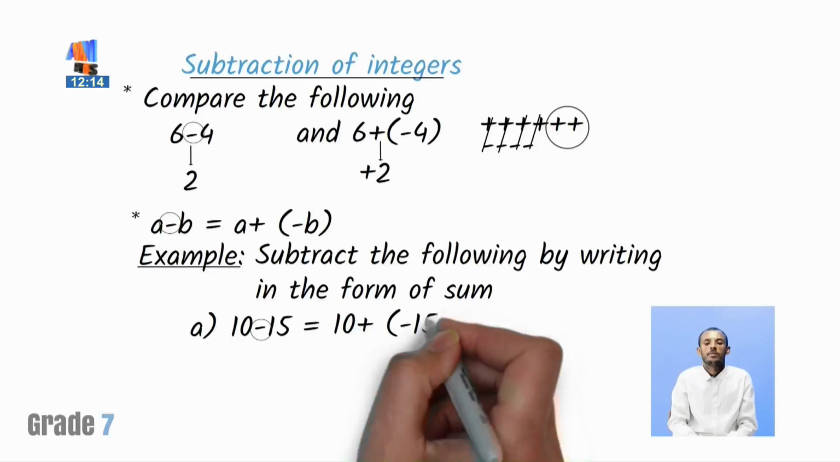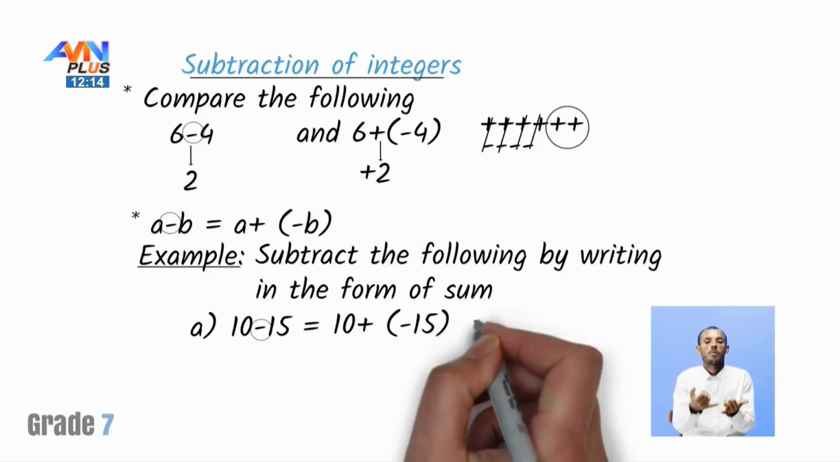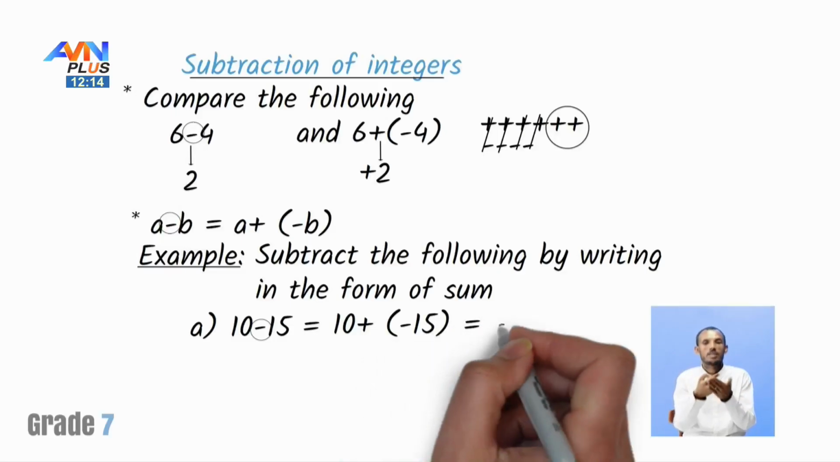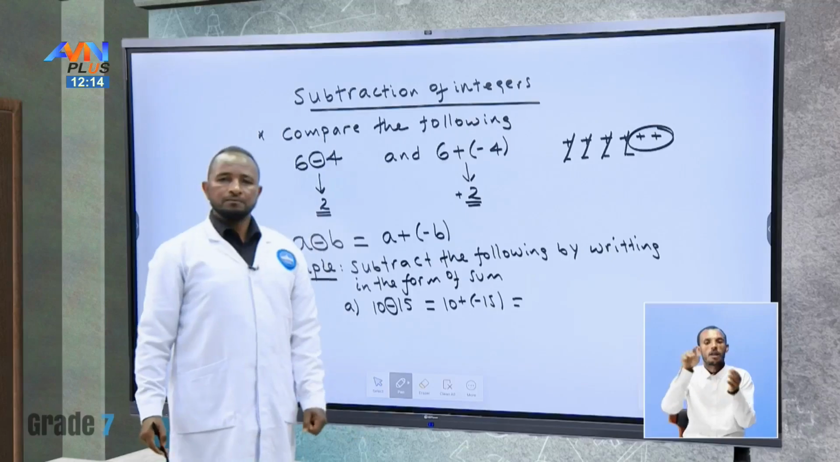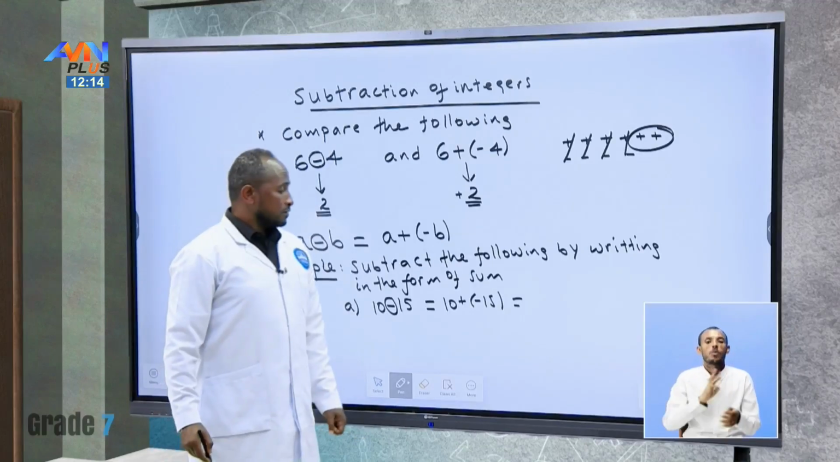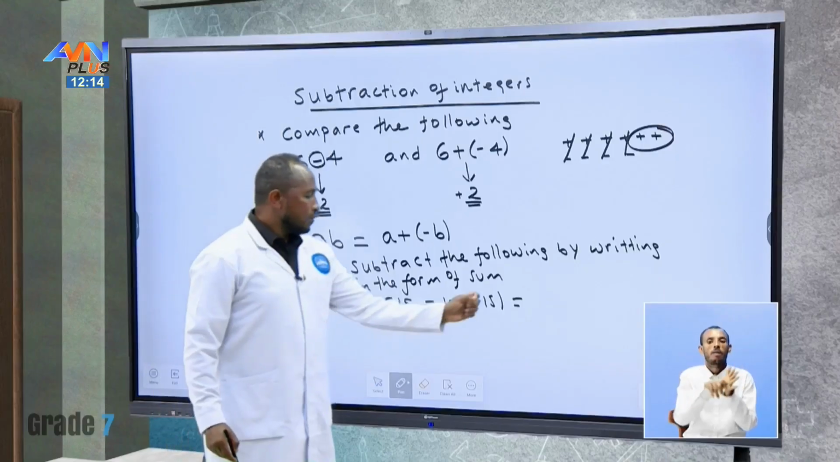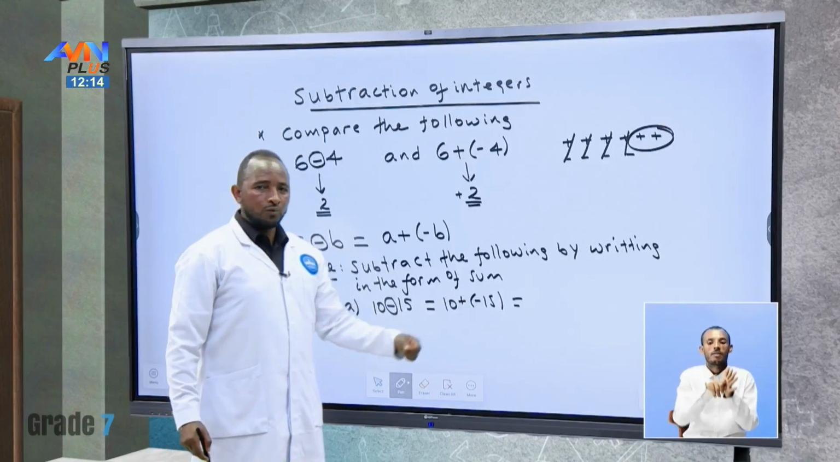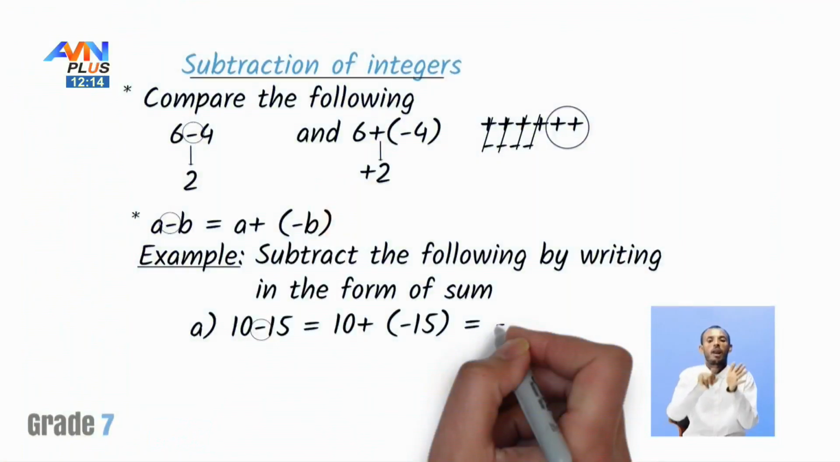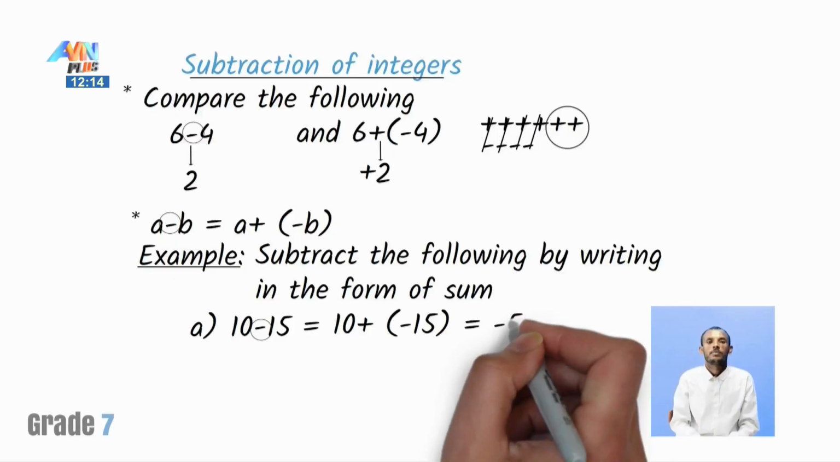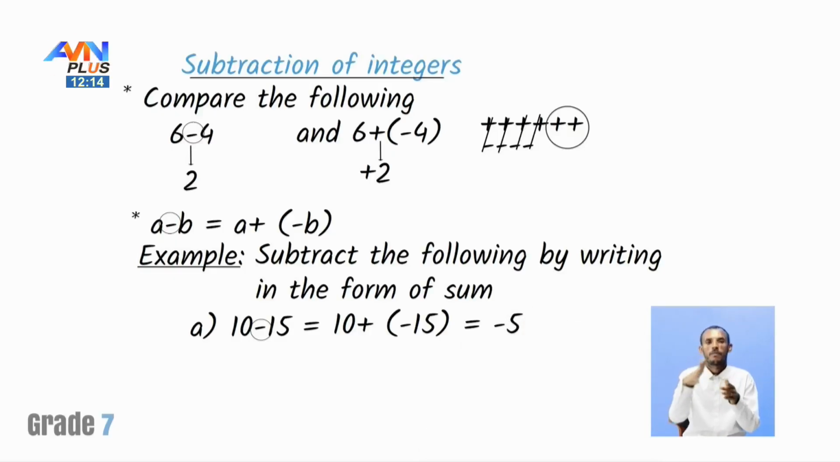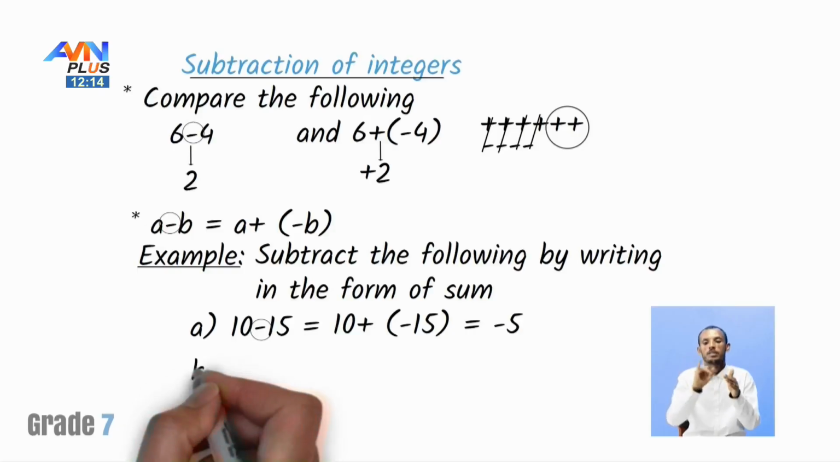Now, after this, let's find the result. 10 plus negative 15. Do we have more positives or more negatives? Good. We have more negatives. So the result will be what? Negative. Good. And then what do we do? We subtract. Good. So 15 minus 10 is 5. The result will be negative 5.